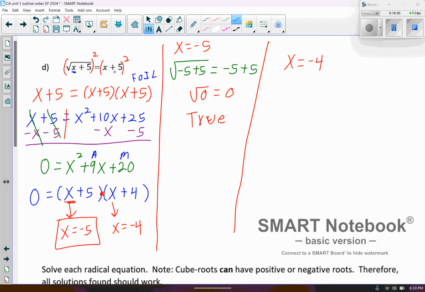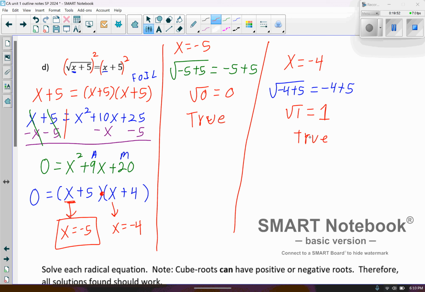So now it's time to plug that in there. So let's see, the square root of -4 plus 5. Does that equal -4 plus 5? Well, let's see, this would simplify into the square root of 1. This simplifies to a 1, which, yes, that is true. That is a true statement.